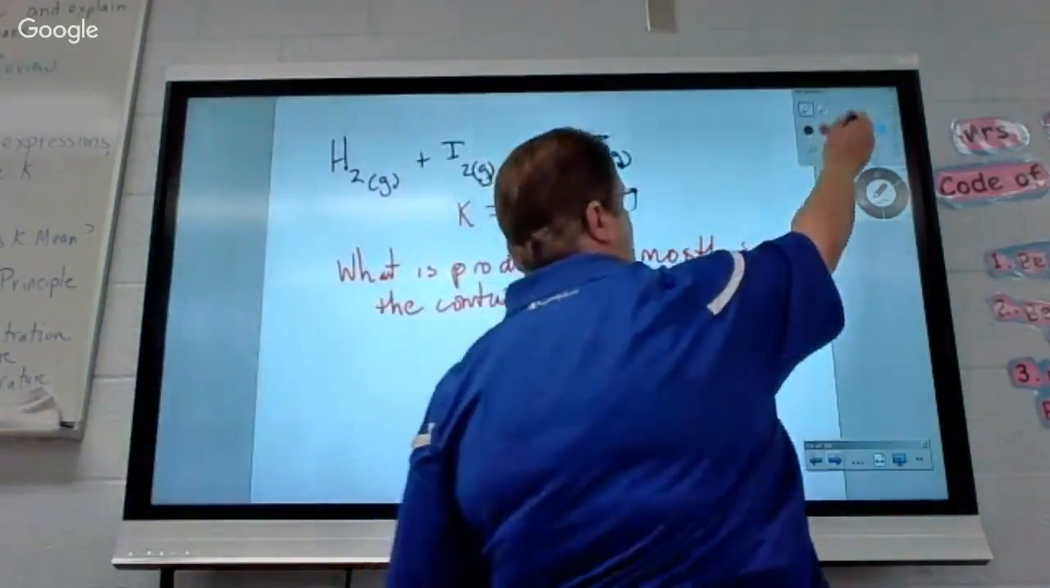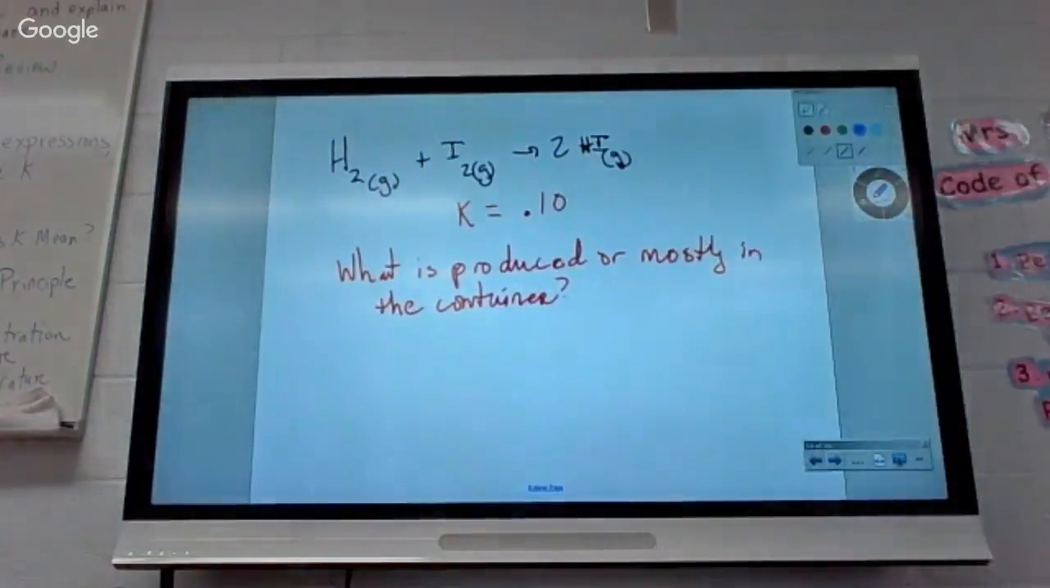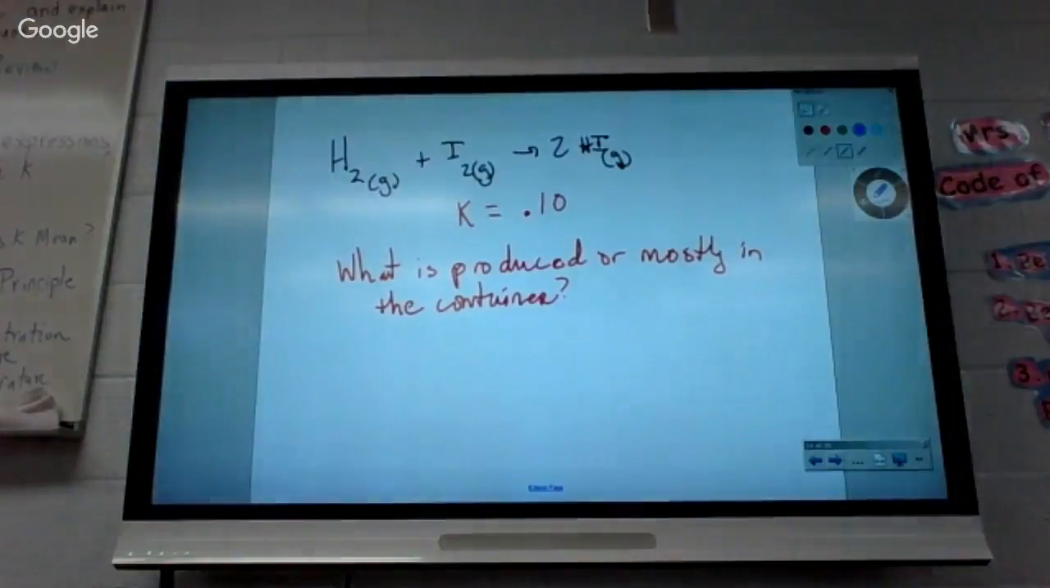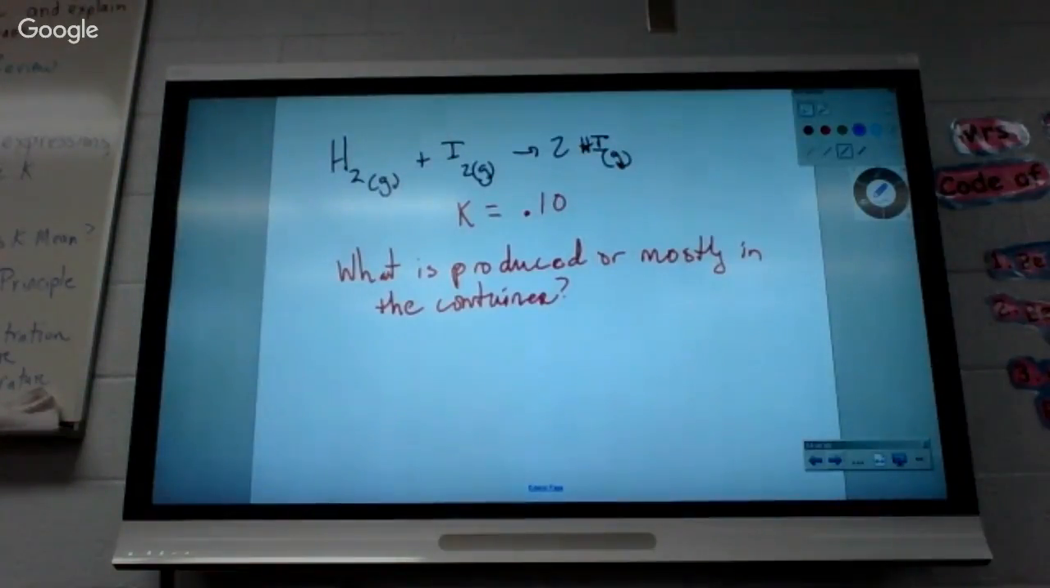All right. What is produced or mostly in the container? Give them that. Yeah, approximately equal, right?